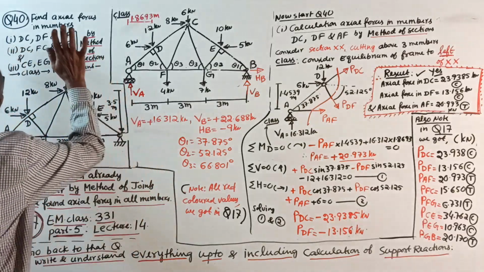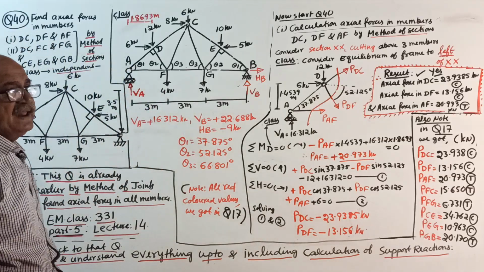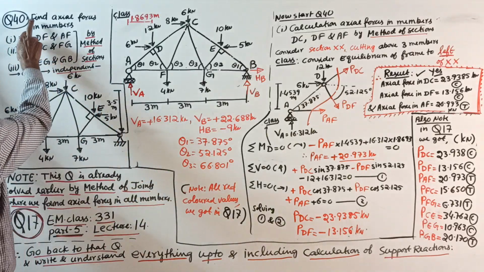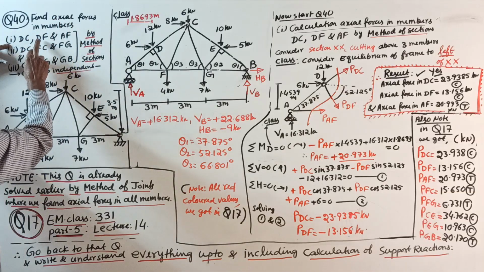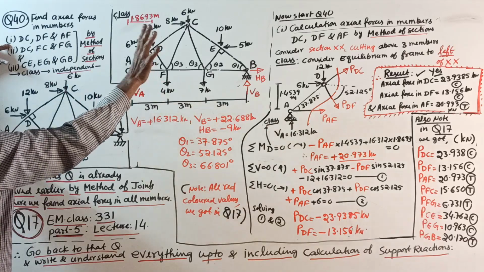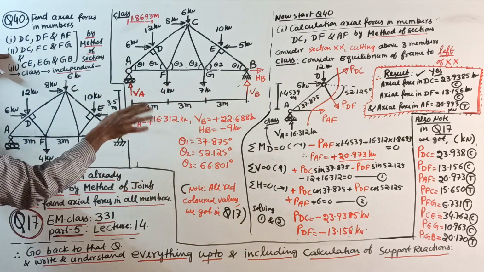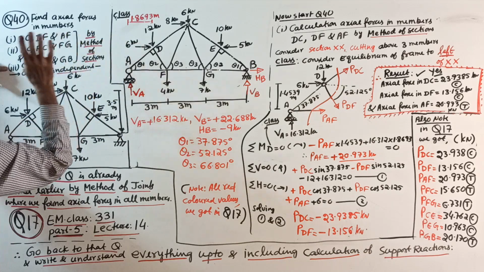Now, first I read the question. There is a little space problem, so that's why I am dictating the question. Find axial forces in members DC, DF and AF. Second one, DC, FC and FG. One more, CE, EG and GB, by method of sections.